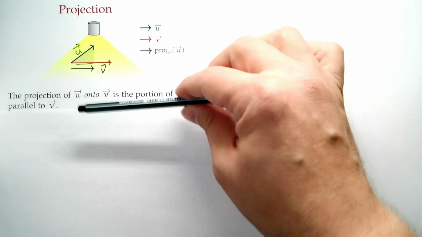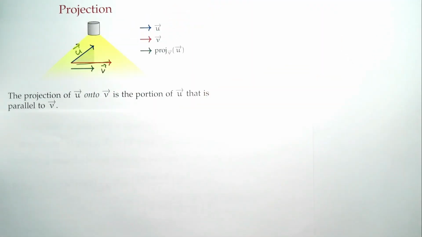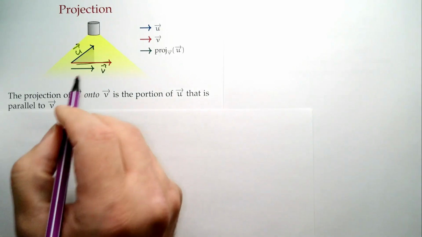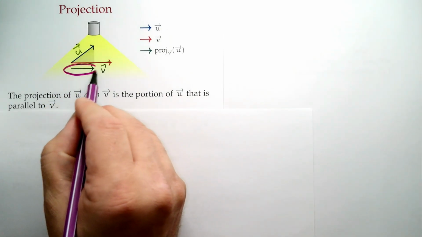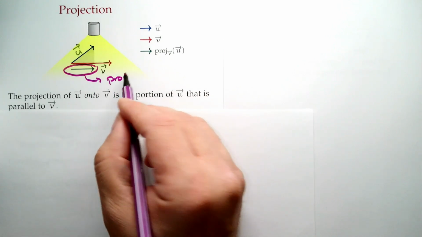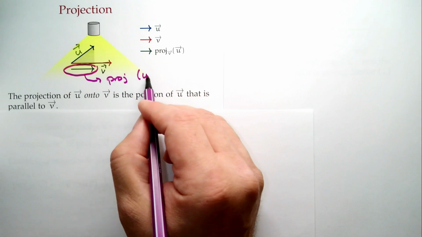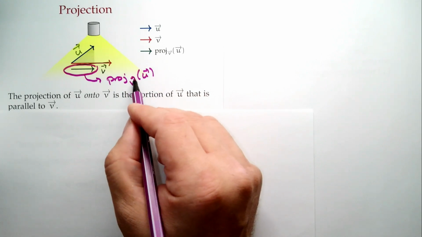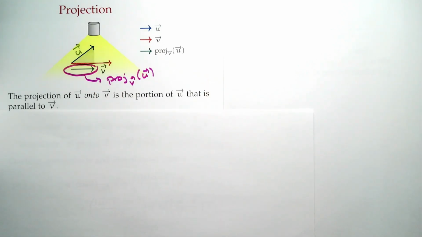So I'm looking and I'm casting the shadow down here onto the vector. So what you get is this little piece here, and this piece here is the answer to the question. We call it the projection of the vector U onto the vector V. It's how much of U is parallel to V.